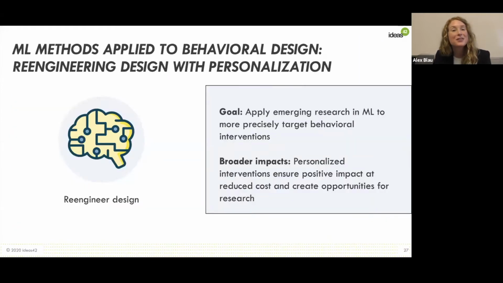Great. So let's go into the second category. This is going to be in the machine learning methods applied to behavioral design area, and we call this re-engineering design. This requires a little bit of background information about how we run projects here at Ideas 42.